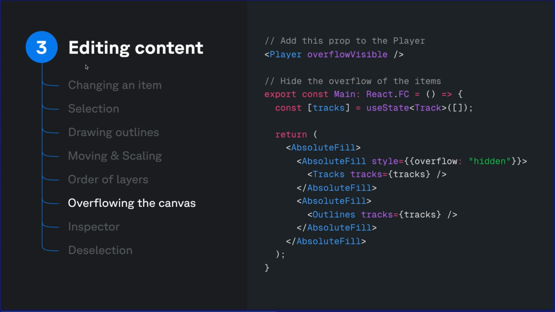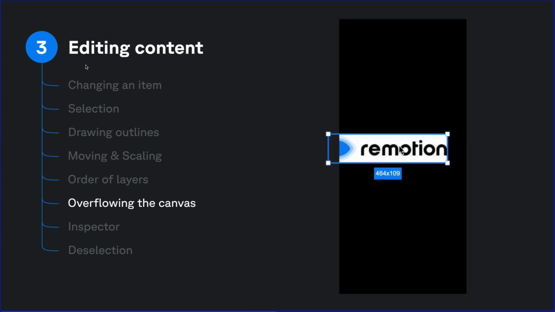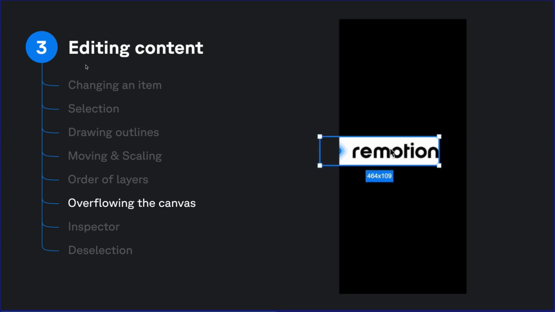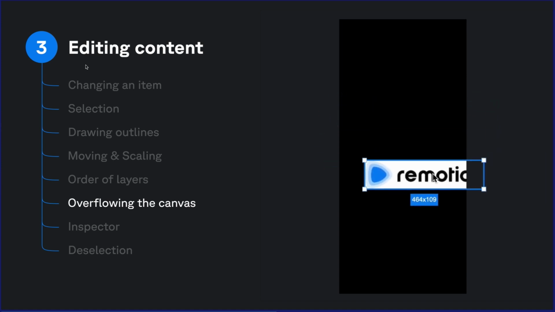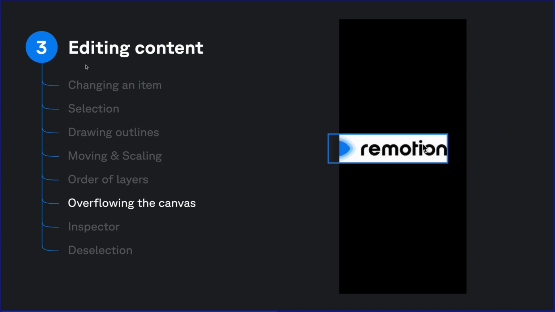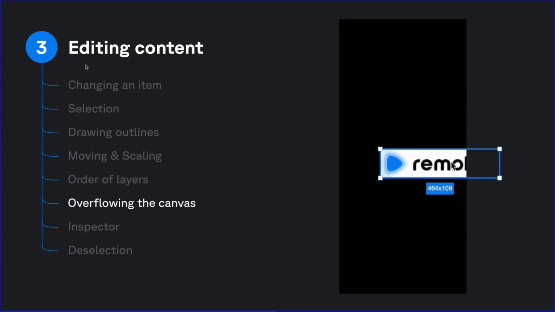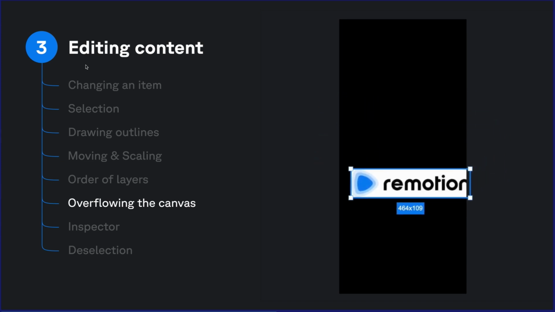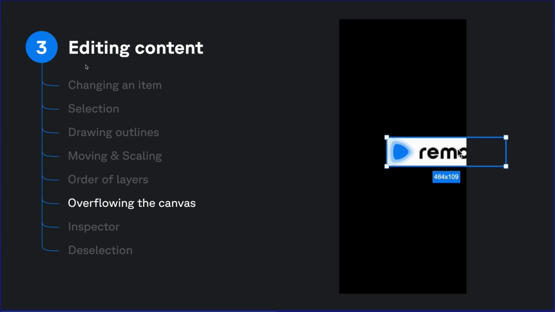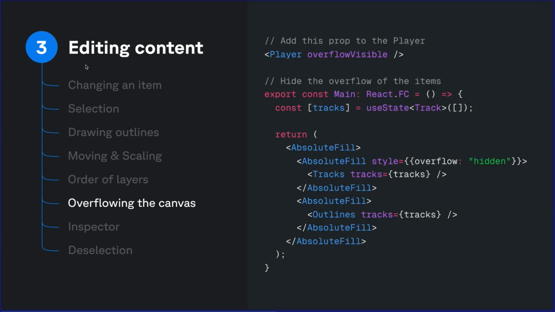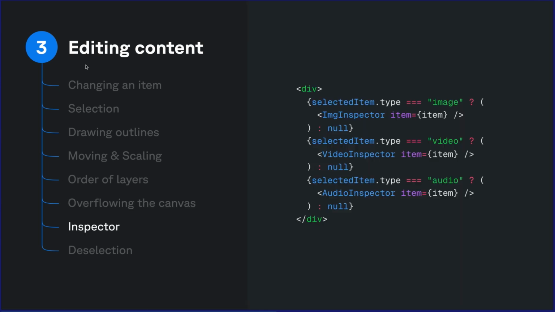Now, in Figma, I have seen the following pattern, that the content itself does not overflow, because if you move an item to the side, it would also be cut off in the final video. But it would be nice to show the outline nonetheless. And I have achieved this also by separating the tracks and the outlines and applying an overflow hidden to our items.